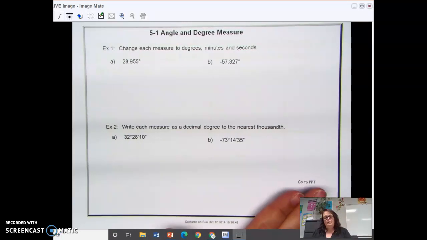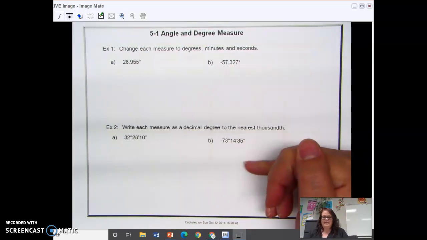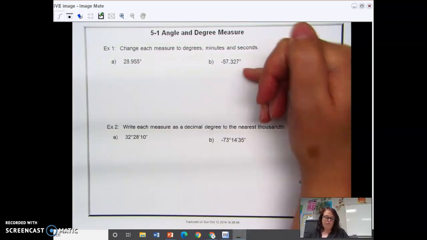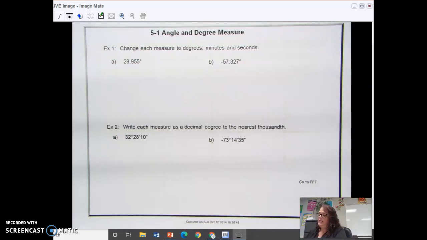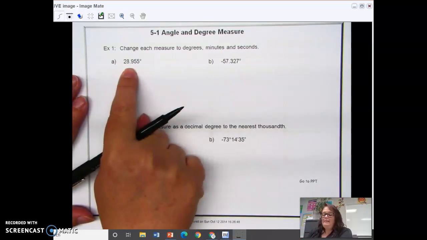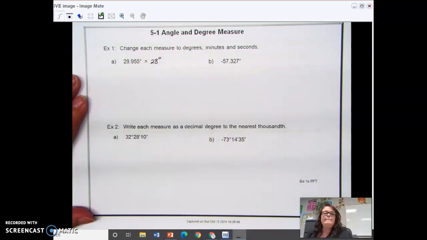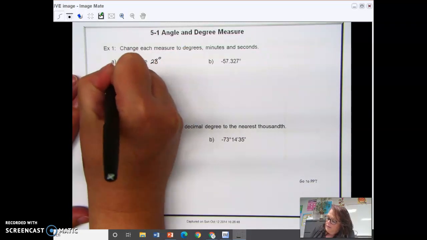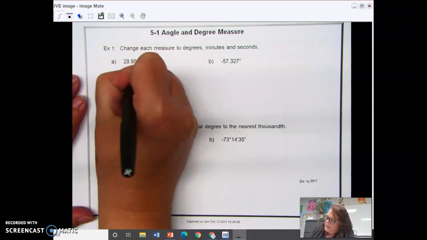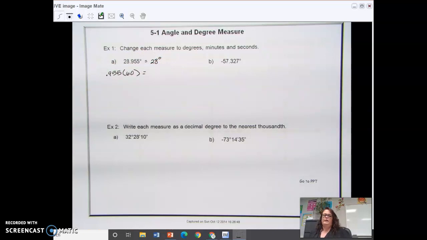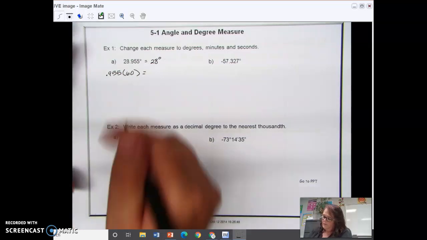And so what we need to be able to do is transfer from degrees into minutes and seconds and from minutes and seconds into degrees. So if we take a look at A, we've got 28 full degrees. So I can say this has a full 28 degrees. Then I've got some minutes and seconds involved. So we're going to say 0.955 times 60. So you're going to do this in your calculator, and I didn't do it in advance, so I'm going to do it with you. So 0.955 times 60 gives me 57.3.